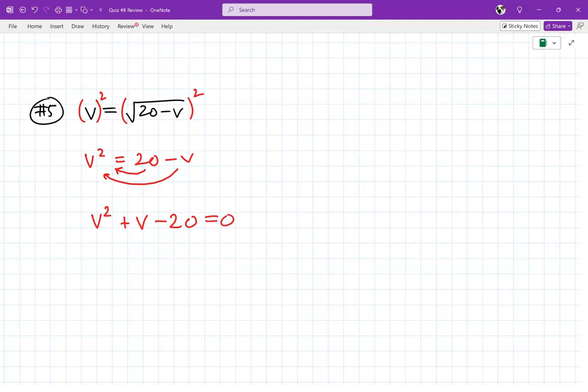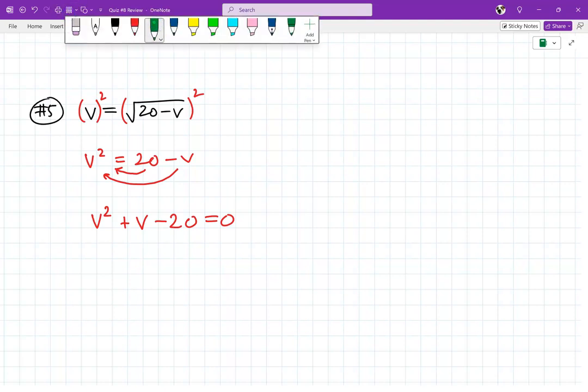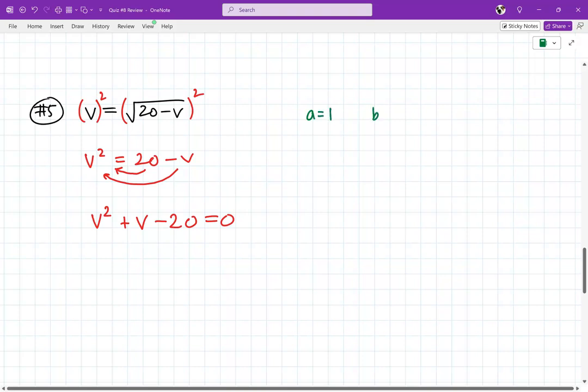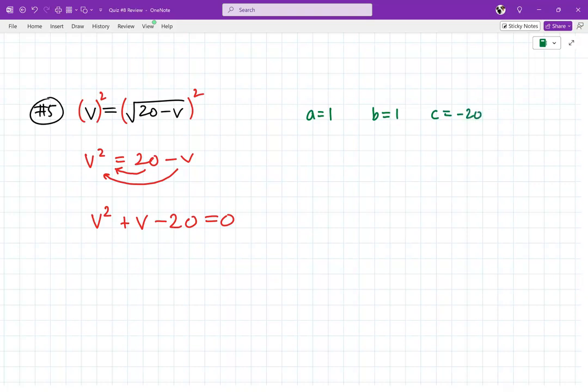And like we did yesterday, once I have a trinomial equal to 0, I'm supposed to do the x method. So I'm going to put my a here, which is 1, my b, which is 1, my c, which is negative 20. Okay? So x method says that on top, I'm going to write negative 20, on the bottom a 1. I'll use a 4 and a 5 as my multiples with a negative 4 and a positive 5. I don't have to divide those numbers because a is 1. So my factors are v minus 4, v plus 5.